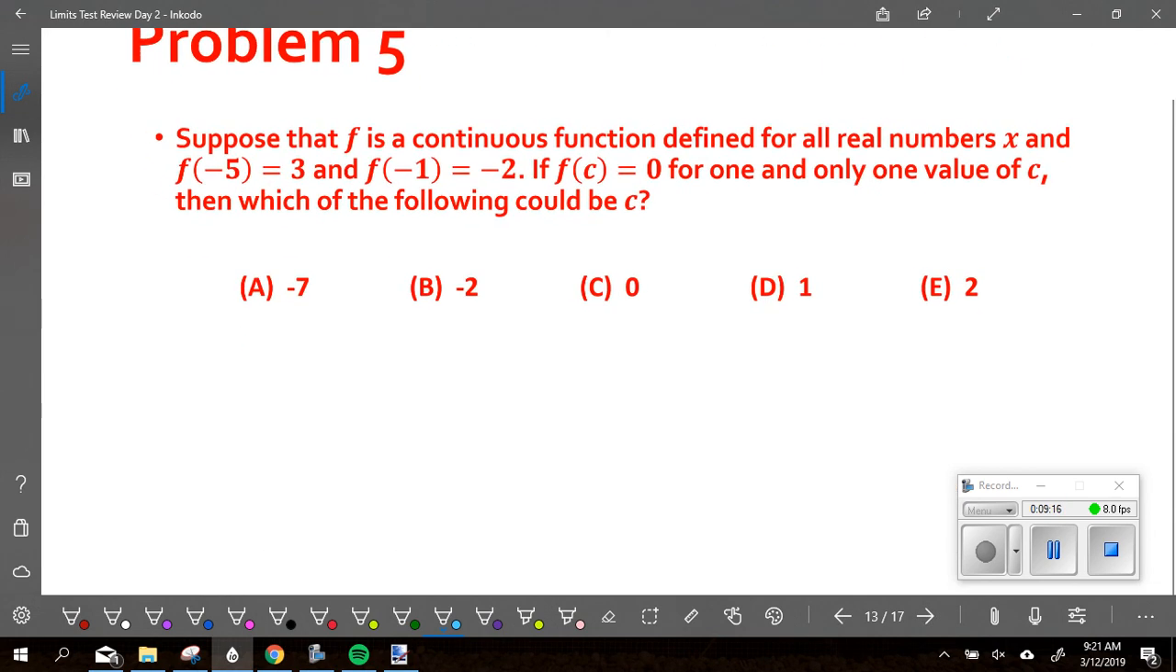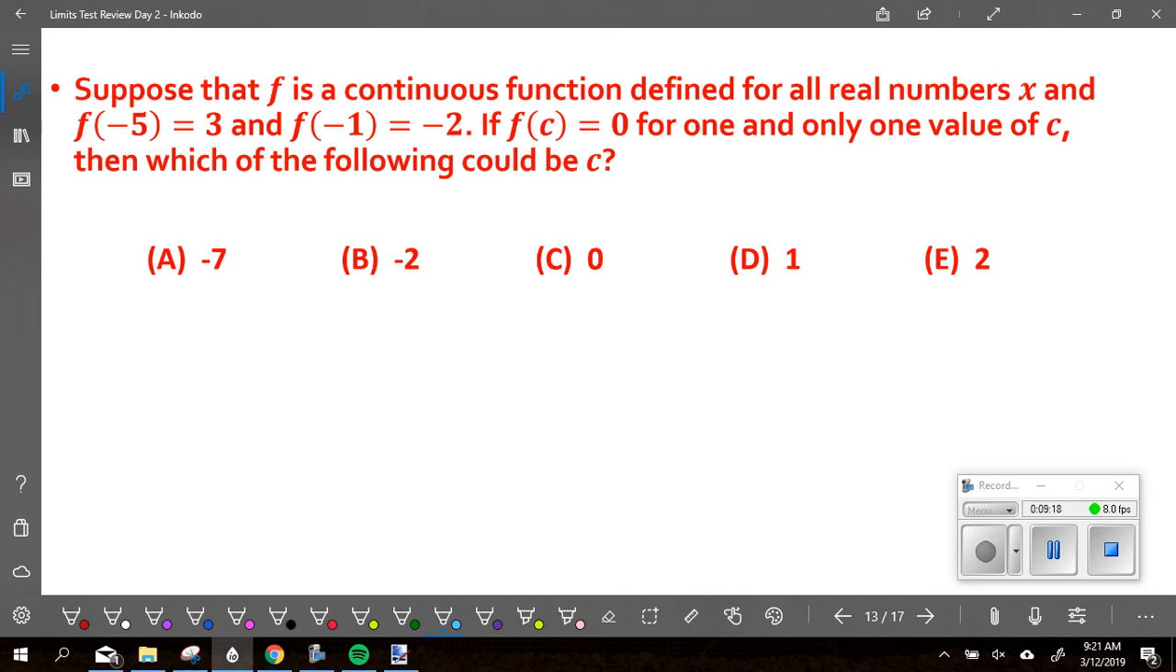Next one. Suppose that f is a continuous function defined for all real numbers x, and f of -5 is 3, and f of -1 is -2. If f of c equals 0 for one and only one value of c, which of the following could be c?